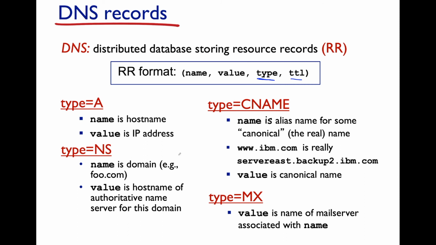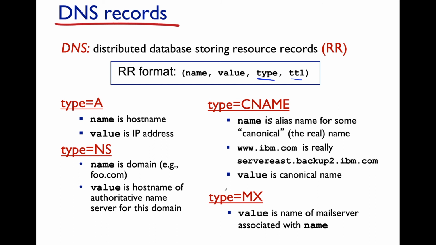Okay. So then we also have a CNAME resource record. If the type field is CNAME, which stands for canonical name, that's how you can get aliases. And so in the example in the book, if you have IBM.com, well, when you try to connect to IBM.com, IBM.com is your name, but the value is really servereast.backup.ibm.com. And so the value is the so-called canonical name. And this is how you get aliases, how you have multiple things that look like IBM.com, but you really have a particular instance that you can connect to.